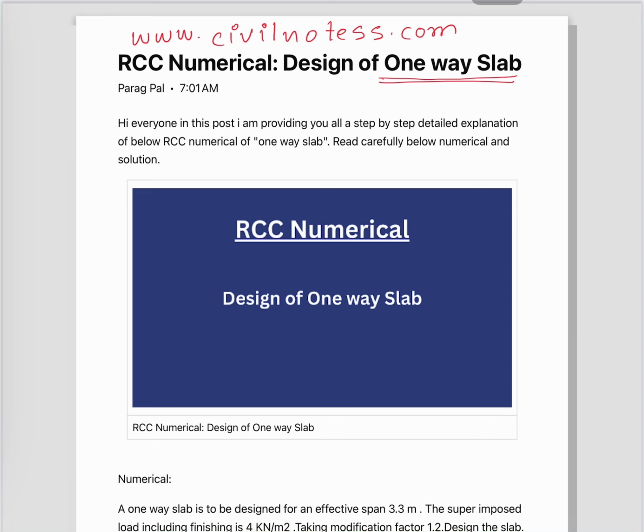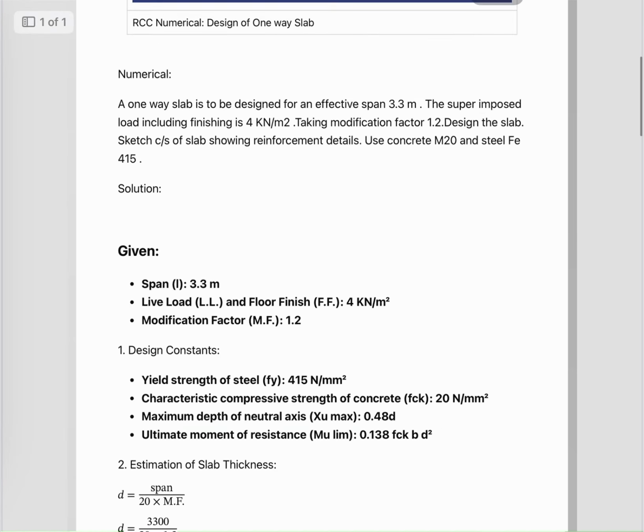So let's get started. First of all, we have one very detailed numerical which might come in examination always. So let's go through that one. A one-way slab is designed for an effective span of 3.3 meter. It means we already have an effective span.